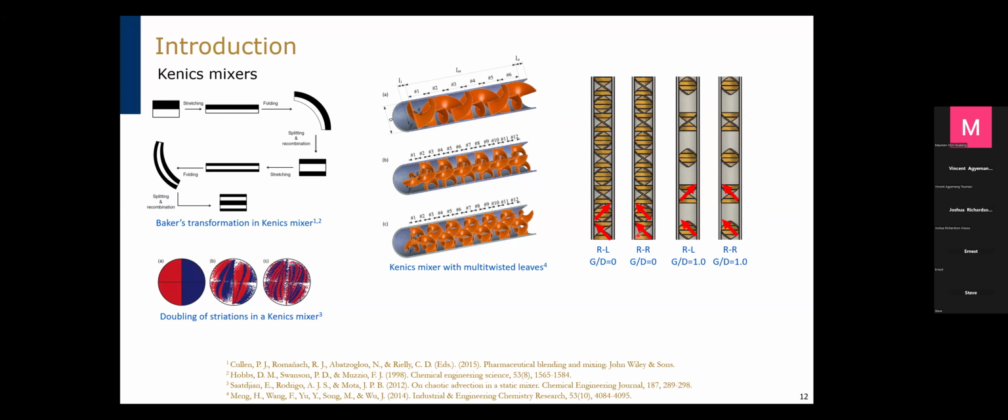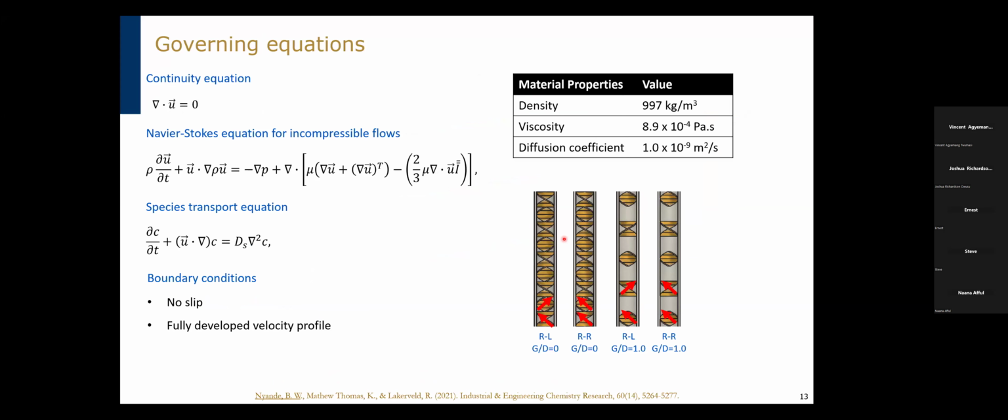So we looked at a different approach, where we looked at the standard Kenics. The question we pose is, can we actually get better mixing with fewer elements? Maybe I've given the question away, but I would like you to guess which of these mixers would perform much better. It's easy to guess that if you have more elements, you would get better mixing. But that is not the case. That's what we found out.